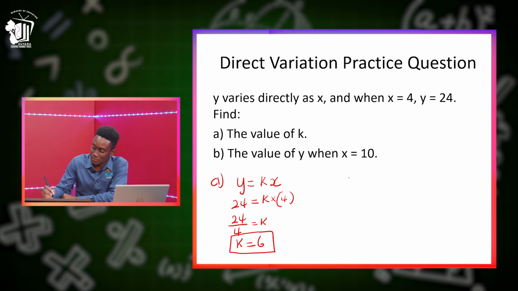So for part B, we use the same equation. Y is equal to kx. We know that k is equal to 6 that we just found. They want us to find the value of y when x is equal to 10. So y will be equal to k, which is 6, multiplied by x, which is 10. So y is equal to 6 times 10, which is 60. So when x is equal to 10, y is equal to 60. And that is what variation tells you. When one thing is equal to something, what is the value of the other thing?